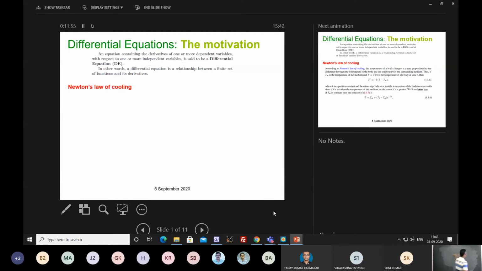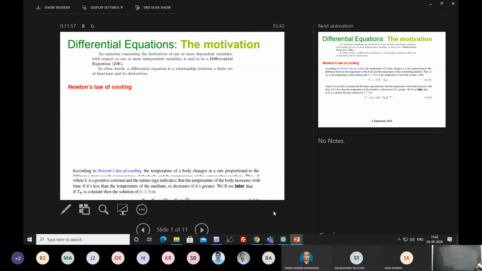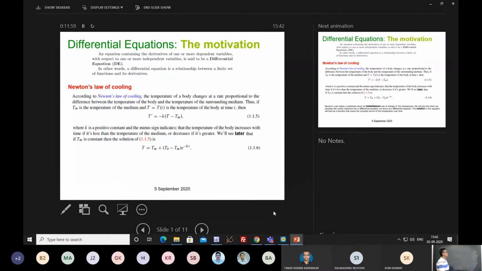So then this Newton's law of cooling, what does it tell you? That the temperature of the body changes at a rate proportional to the difference between the temperature of the body and the temperature of the surrounding medium. Okay, so here they are defining Tm as the surrounding medium and T as the temperature of the body. So if you want to mathematically express it, then what is going to happen?